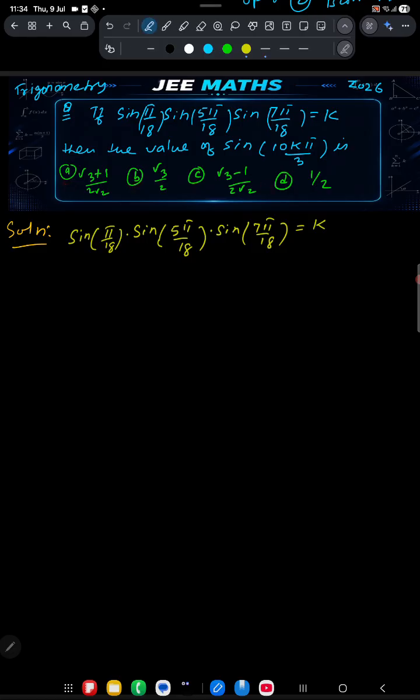So let us see. The given expression I have written over here. Now I can write the same expression as sine of pi by 18 into sine of pi by 3 minus pi by 18, and sine of pi by 3 plus pi by 18, equal to k. Let it be. How is it possible? It is possible like this.